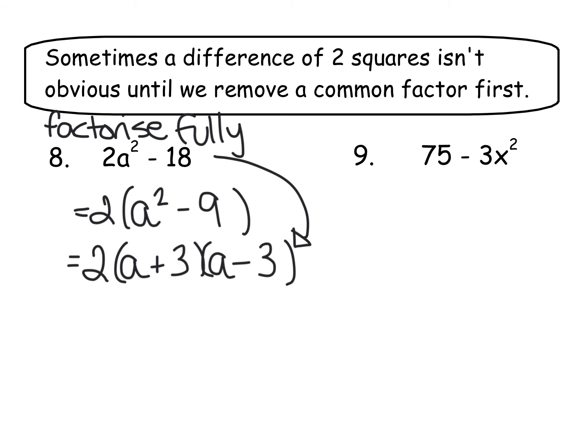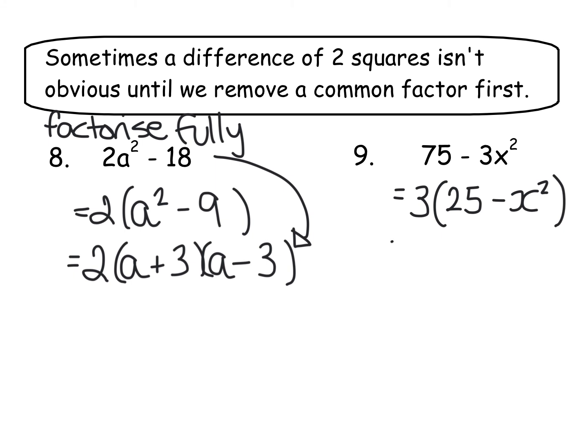Okay, so 75 minus 3x squared. Now, it might not jump out at you straight away, but 75 does divide by 3. This also helps if you really know your square numbers. But I know 3 divides by 3, so there's a good chance 75 does, and it does, it's 25. 3 into 75 is 25, which is brilliant. It's a square number. Take away 3 divided by 3 is 1, so I've got 1x squared, but of course, remember, we don't write the number 1.